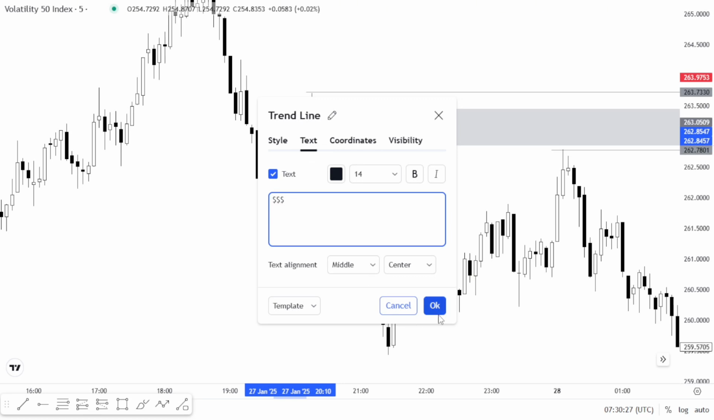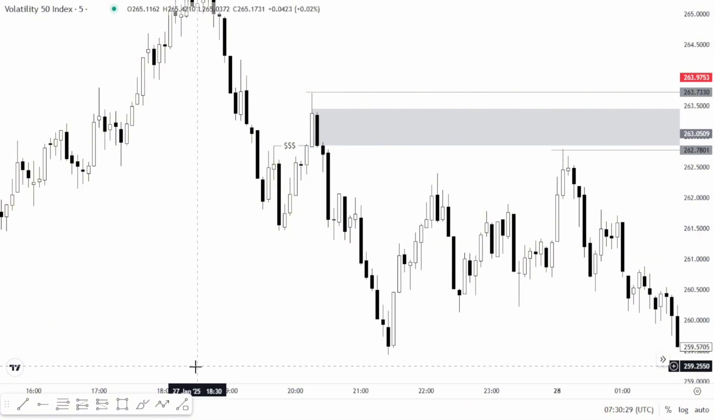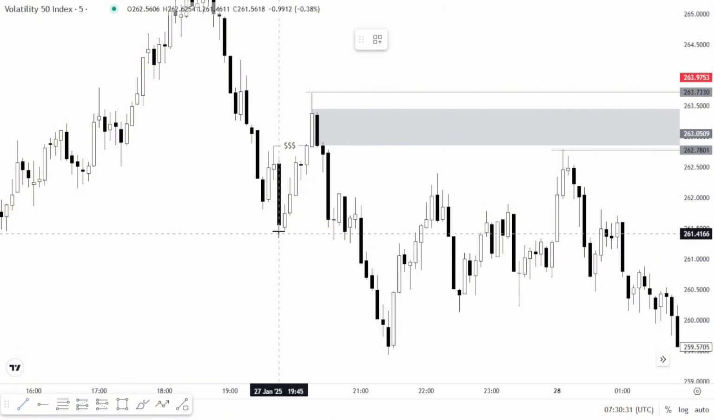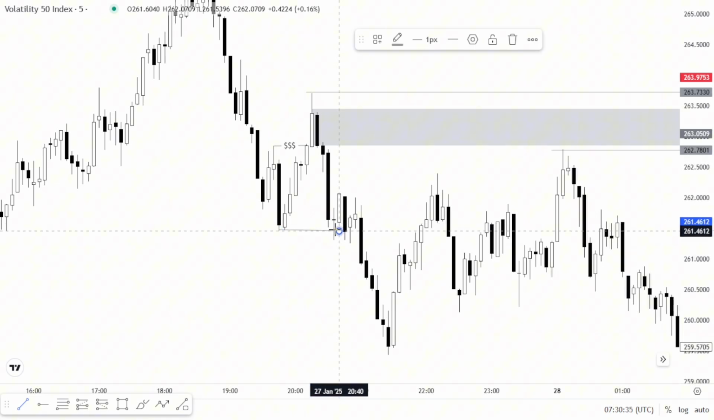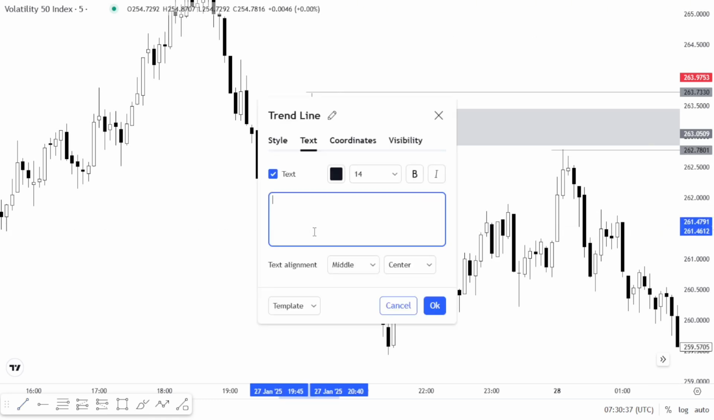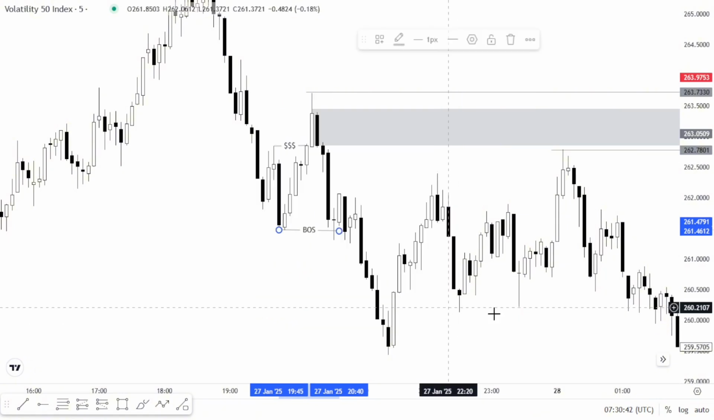All right, so we have the market structure, sweep of liquidity. We have a break of structure. Yes, we have a break of structure. Let me just go ahead and label that for you guys to see. So we have a break of structure there.